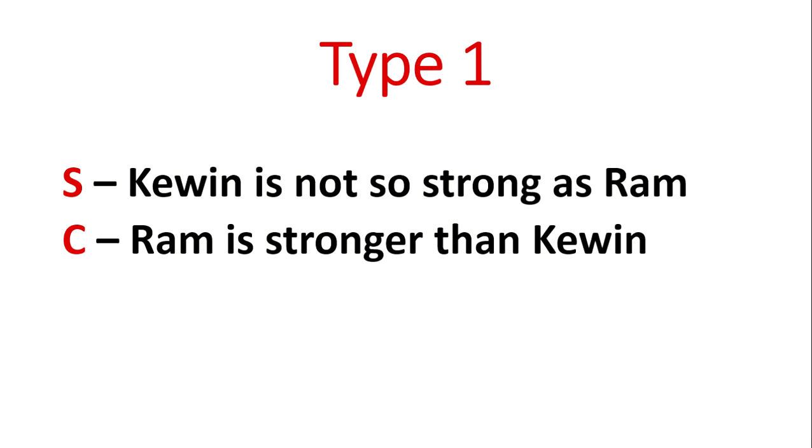How can we change this to comparative? We have to do only one thing. We have to give the second subject in the beginning of the sentence and the first subject to the end of the sentence. We have to change the subjects.